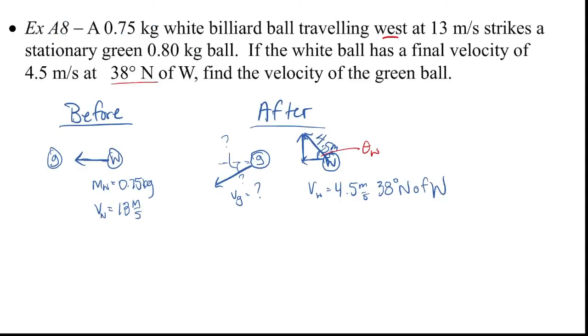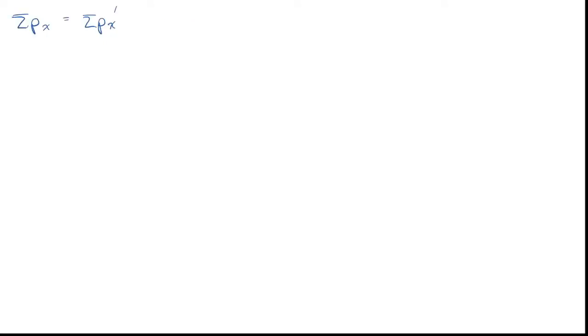So again, I'm going to have to go on to a new page here. We're going to start with the momentum in the x direction. I also want you to start with this statement: the sum of momentums in the x direction before is equal to the sum of momentums in the x direction afterwards. Okay? Before, what do we have? We have the momentum of the green ball and the white ball. So the mass of the green times the velocity of the green ball plus the mass of the white ball times the velocity of the white ball.